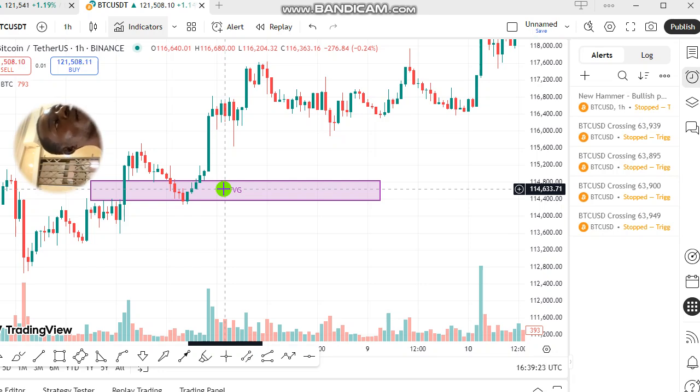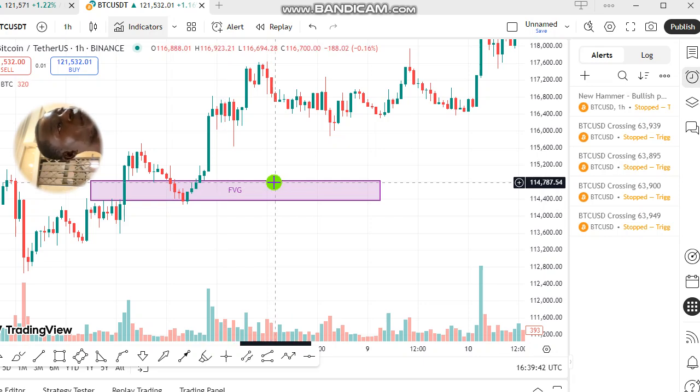So make sure you are able to identify a fair value gap and imbalances on the chart and demarcate that area on the chart. So in the future, once the market hits that zone, you expect the market to continue to push to the upside. And so make sure you take notice of that.